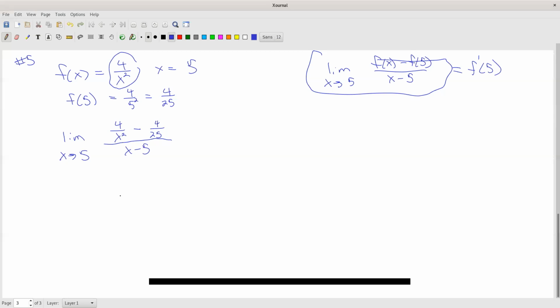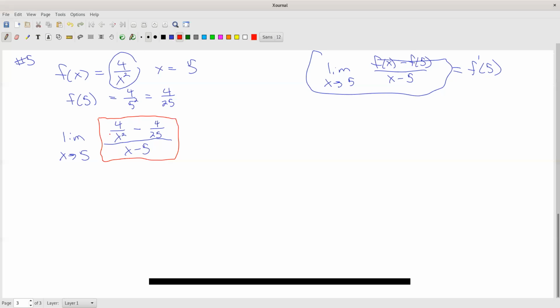What do we do with this? Well, I'm going to ignore the limit for a minute and just work on cleaning up this fraction. And thinking back to my algebra days, if I have a complex fraction like this, I need to get rid of the fractions in the numerator. So we need a common denominator, which would be x squared times 25. That's about all I can do.